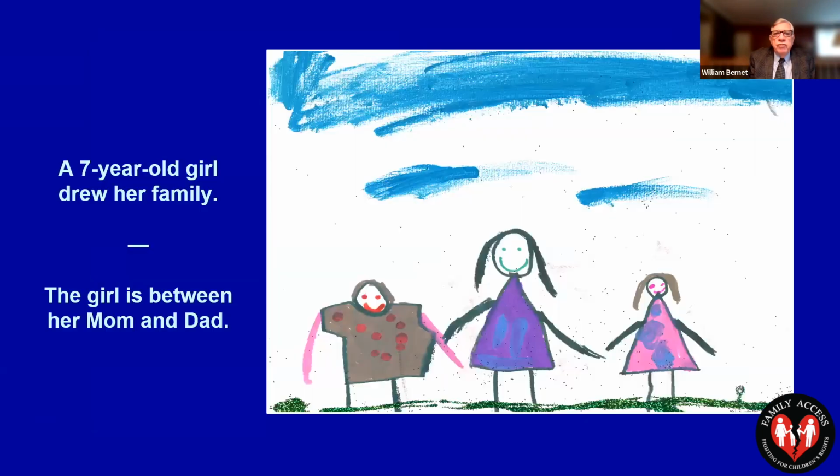Here's one more picture of a happy child. Here's a little girl who drew her family. And I know that the little girl is the figure in the center, and her dad is on one side and her mom is on the other side. In other words, she's depicting herself as holding hands with both her mom and her dad.